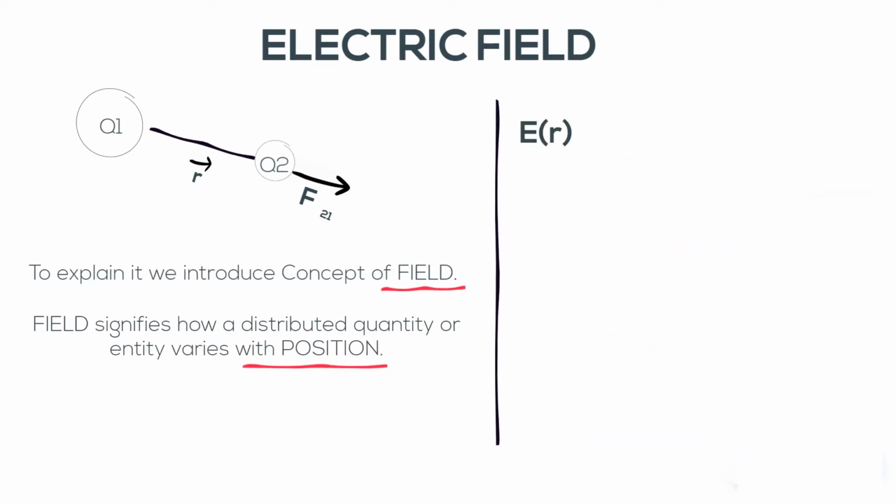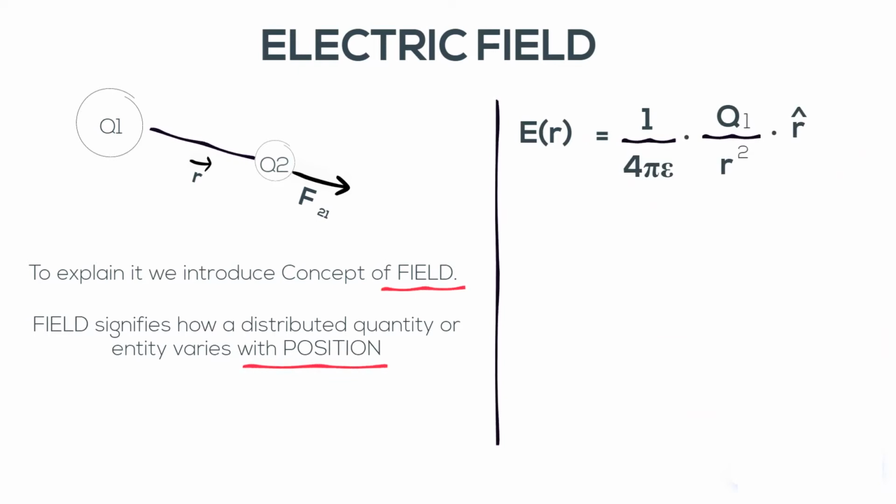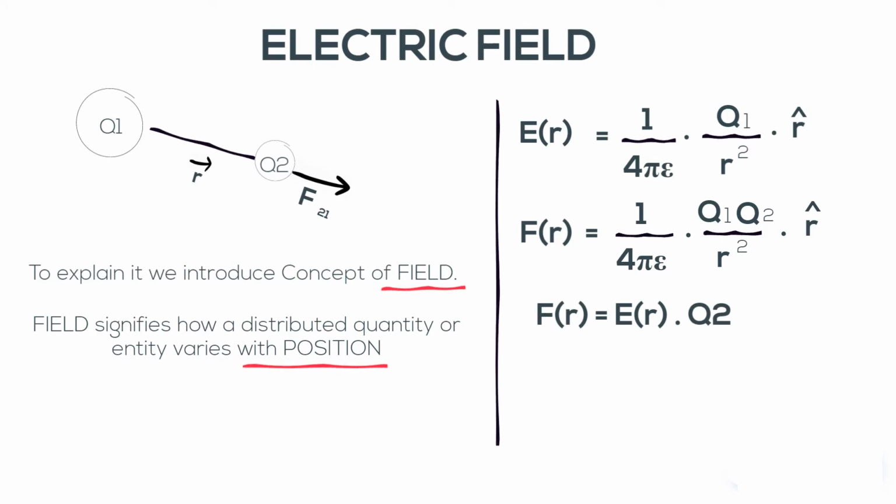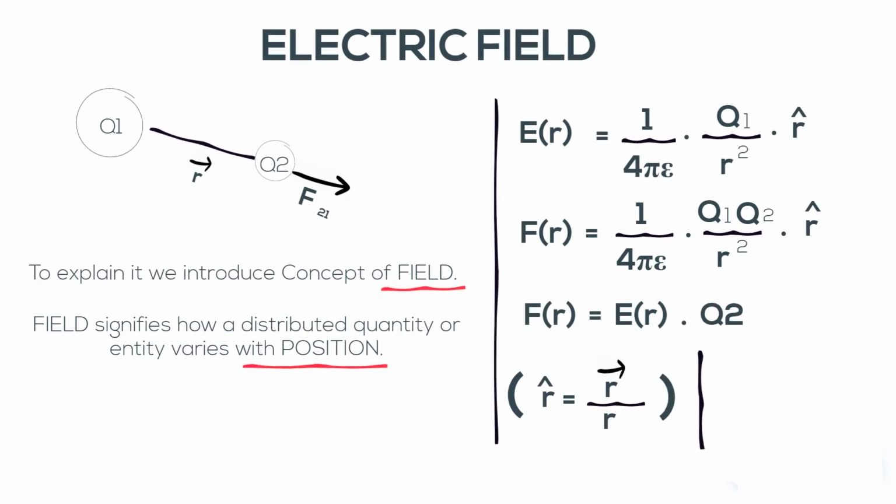Now, electric field at R is equal to 1 upon 4 pi epsilon times Q1 by R square times R cap. Also, F at R is equal to 1 upon 4 pi epsilon times Q1 Q2 by R square times R cap according to Coulomb's law. Thus, F at R is equal to E at R times Q2. Here, R cap is the unit vector along R and epsilon is permittivity of medium. Thus, by dimensional analysis, the unit of electric field is newtons per coulomb or volts per meter.